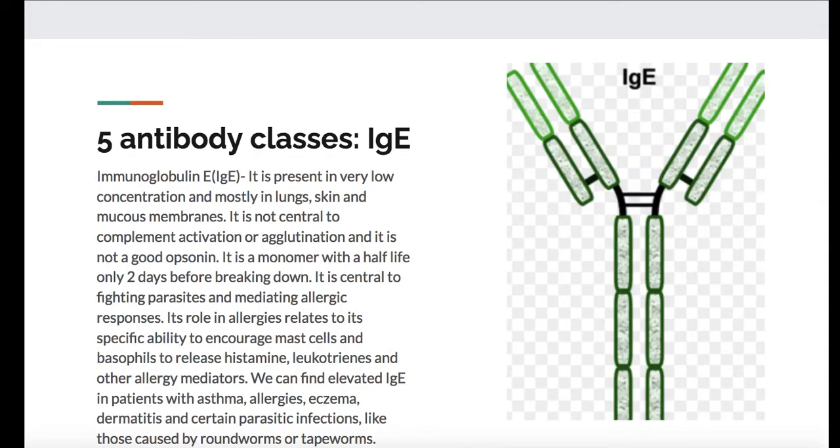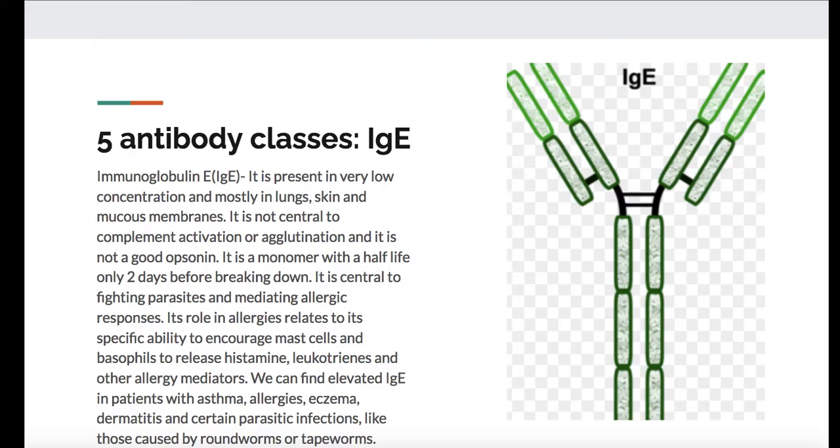The fourth one is immunoglobulin E. It is present in very low concentration and mostly in lungs, skin, and mucous membranes. It is not central to complement activation or agglutination, and it's not a good opsonin. It is a monomer with a half-life of only 2 days before breaking down. It is central to fighting parasites and mediating allergic responses.